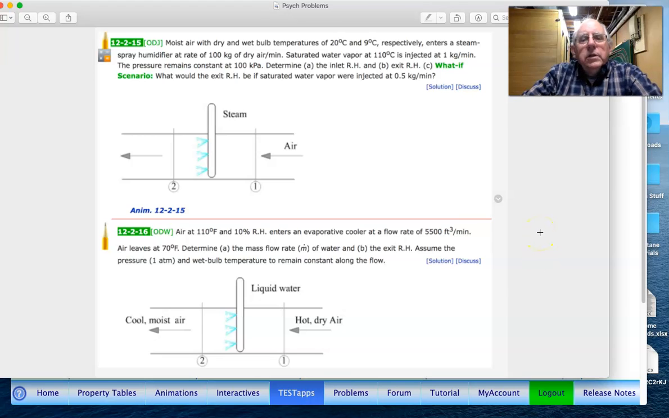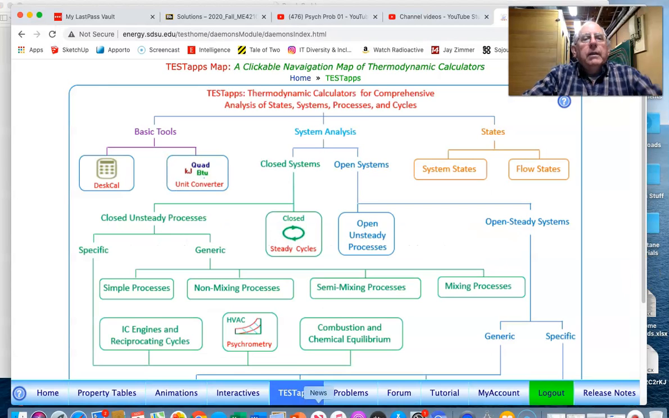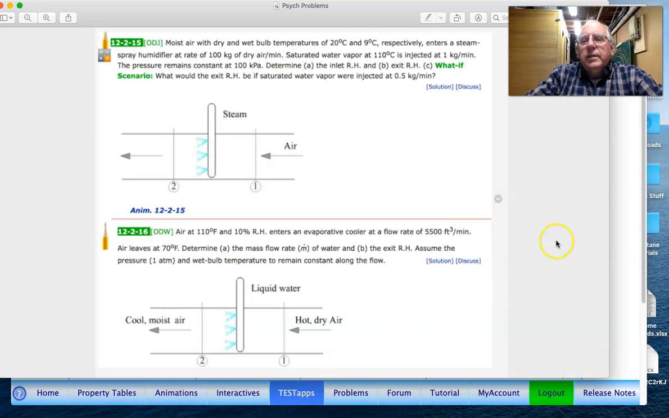Okay, so now we're ready to work on the second problem in that particular homework set. I have it on screen here. It's 21216 ODW. We have air coming in at a relatively high temperature and a relatively low relative humidity.